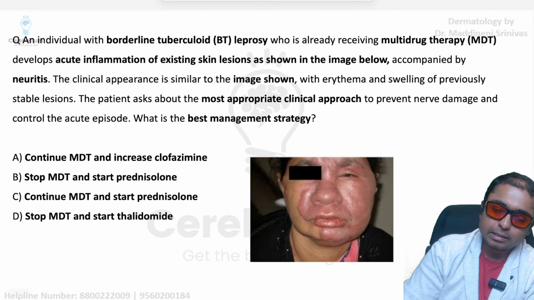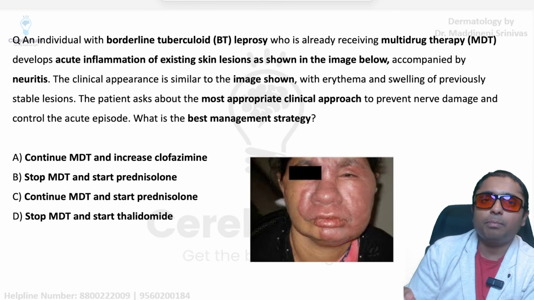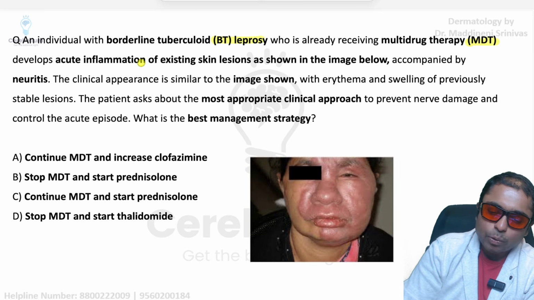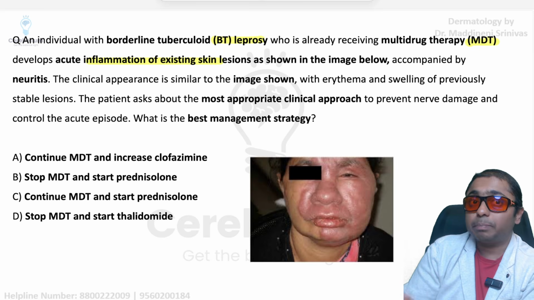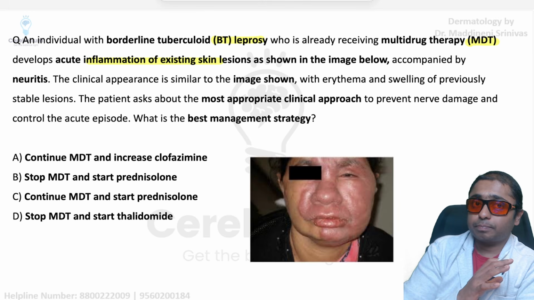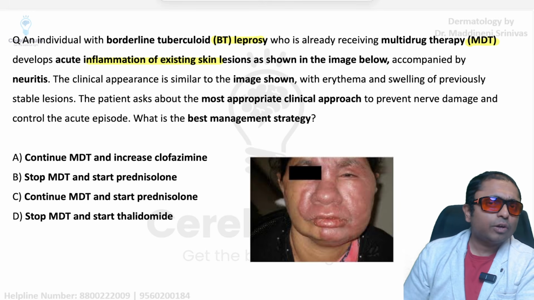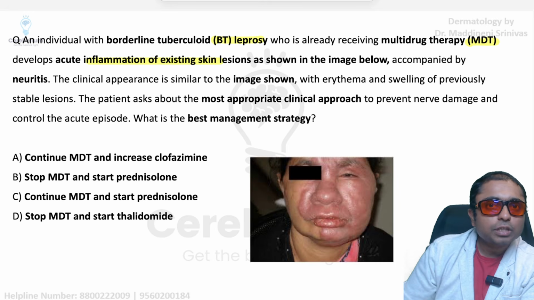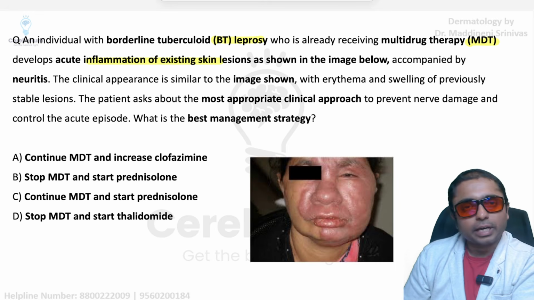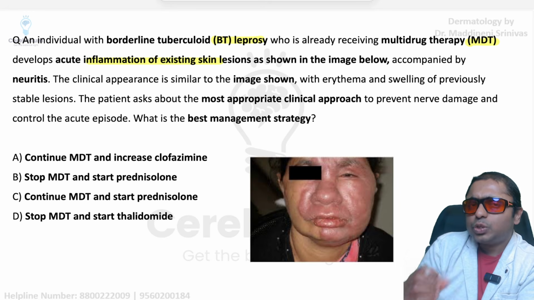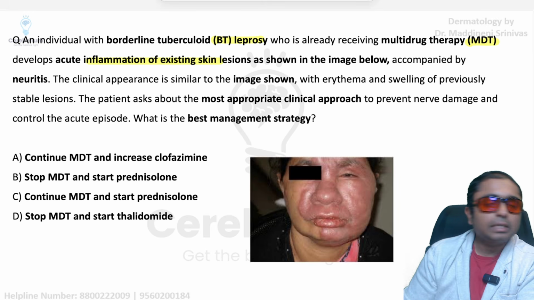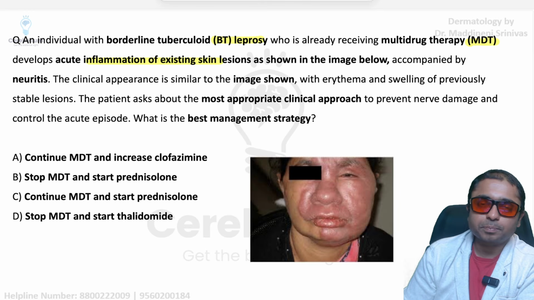Next, yes, this is also a repeated question, very important. BT leprosy patient on MDT now developing inflammation of the pre-existing skin lesions, right? So what do you think of this? It is a lepra reaction. It is an acute inflammation occurring in a chronic infectious condition. Which lepra reaction is it, type 1 or type 2? Yes, if you have guessed it, type 1 lepra reaction, you are absolutely correct.